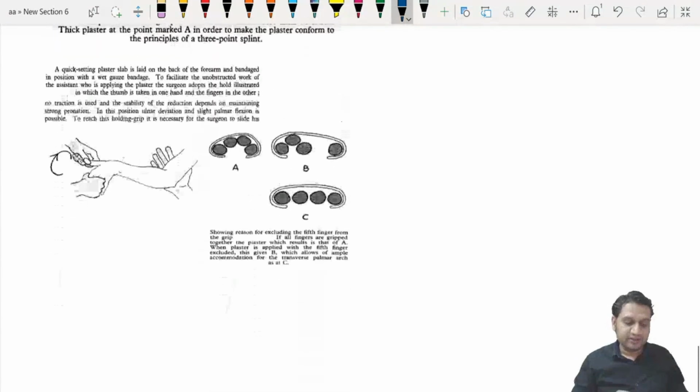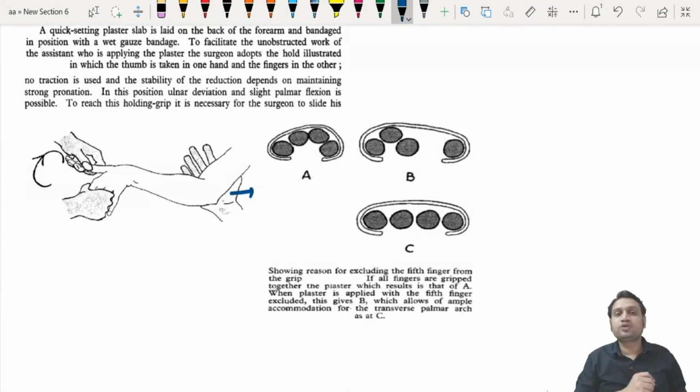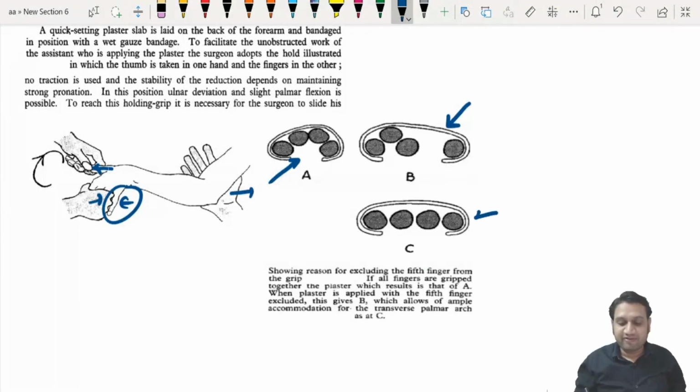This is what happens, what I was talking about, while this is the assistant. Now he is not giving any kind of traction. Why? Because once pronated, it gets locked. Second person is holding the thumb only and these 3 fingers only. Little finger you all can see is left. So this is what happens when you hold all the 4 fingers. This is what happens when you hold only the 3 fingers. And this is the final result when you hold only the 3 fingers.